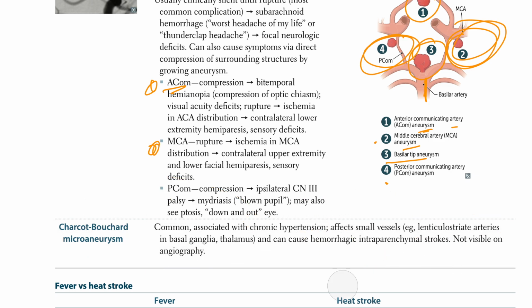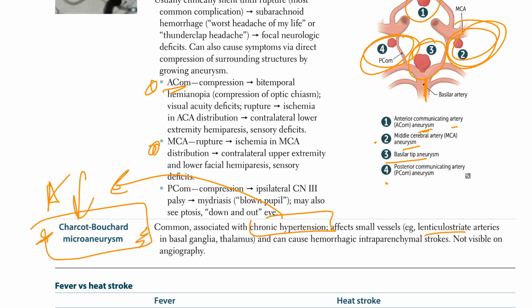Okay, all you see is you have a chronic hypertension, which causes arteriolosclerosis of the small arteries, known as Charcot-Bouchard aneurysms. In a Charcot-Bouchard aneurysm, which arteries are we talking about? We are talking about specifically lenticular arteries. Where do these supply? These supply the deep brain structures, the basal ganglia first, then the thalamus and the rest. Okay, and they cause hemorrhagic intraparenchymal stroke.